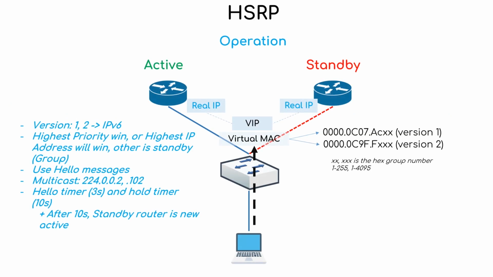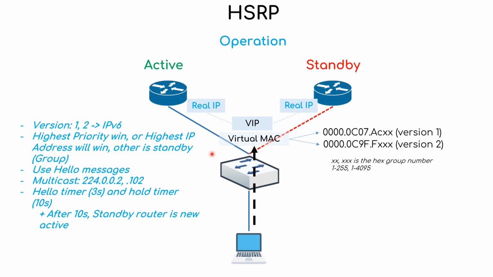Okay, today we talk about HSRP. Nowadays, HSRP has two versions. We call them version 1 and version 2. Version 1 only supports IPv4, and version 2 also supports IPv6. In HSRP, we elect active and standby routers, allowing two or more routers to cooperate. We call this the HSRP group.